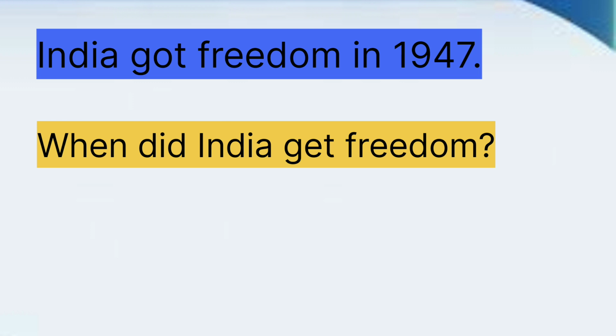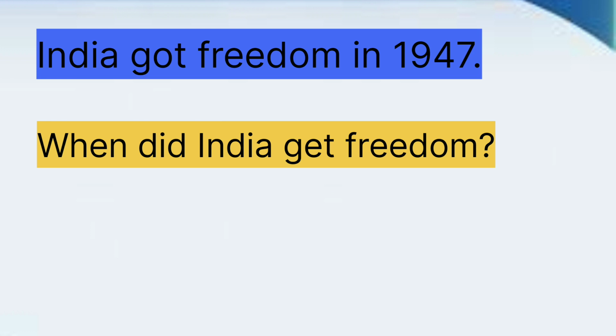Here the main verb is in simple past tense. That means the second form of the verb is used, that is got. Based on the main verb, we need to use the do form, that is did. After the auxiliary verb did, use the subject of the statement, then the main verb. Here the main verb should be used in the first form because did is already used to indicate simple past tense. So the answer will be: when did India get freedom?